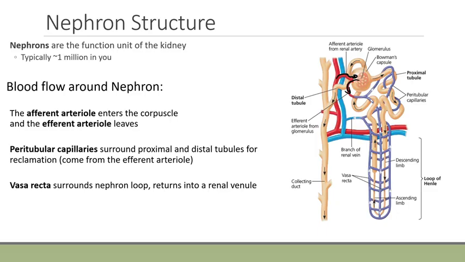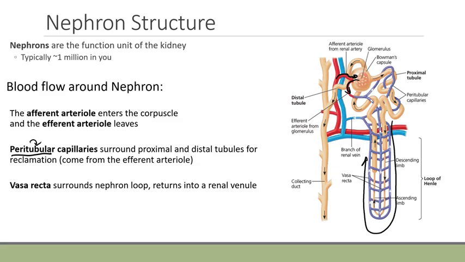Arteries turn into capillaries. The capillaries that are near the proximal and distal tubules are called the peritubular capillaries. Peri, like perimeter, means to be around something. It is around the tubes of the nephron. However, those peritubular capillaries will dive down alongside the nephron loop as it goes down through the medulla and then back up. And the vessels that we find there are called the vasa recta.